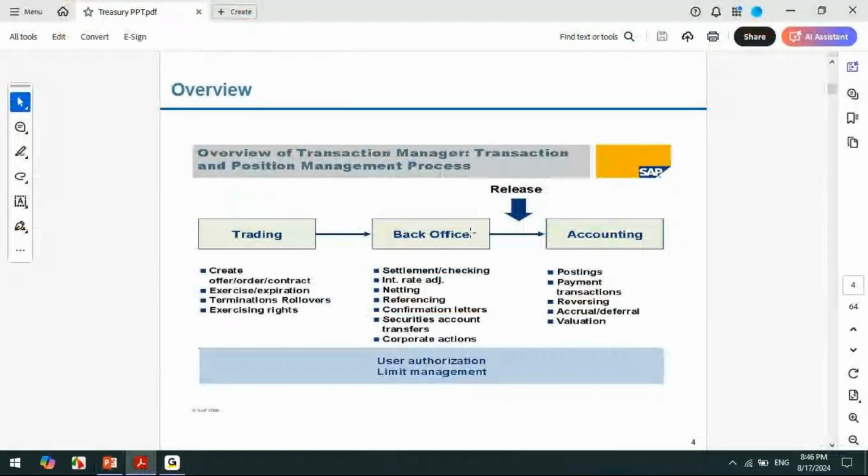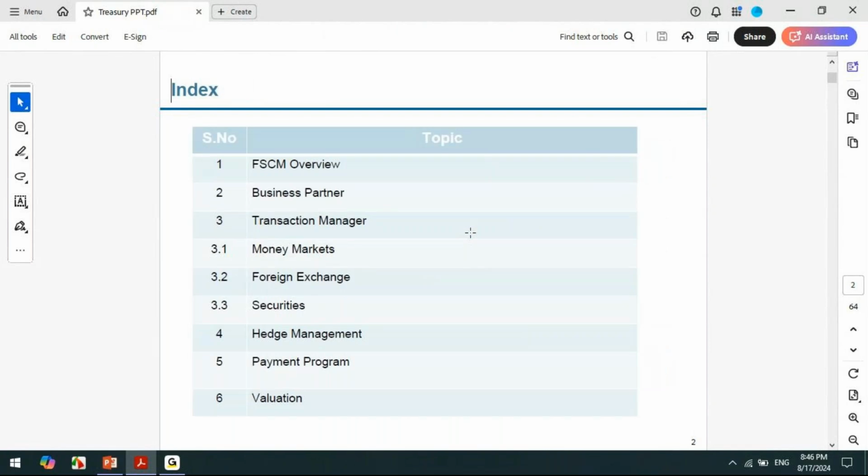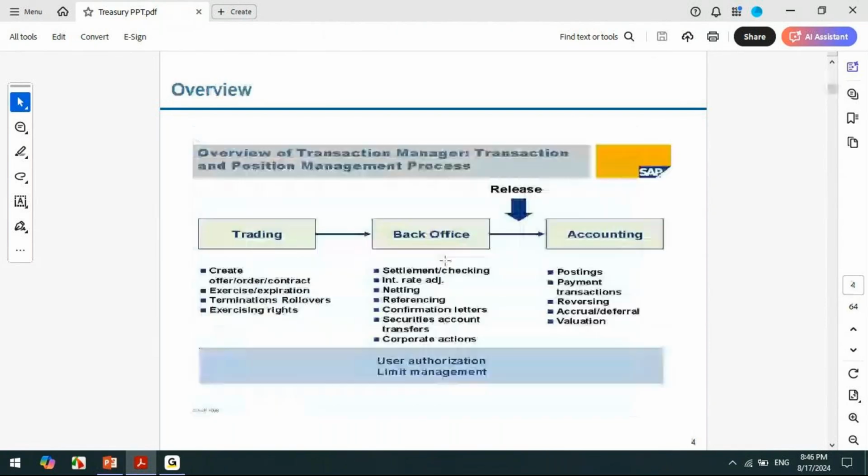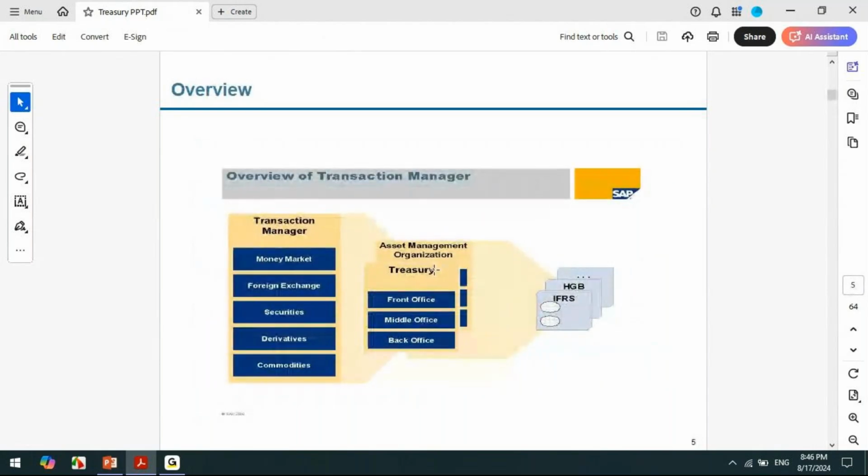So as we said, this is another slide I just wanted to show you: how that entire organization structure looks, as I said, your front office and middle office team, which we already discussed. Now we'll go to the SAP transaction overview. Maybe this slide is a little old.